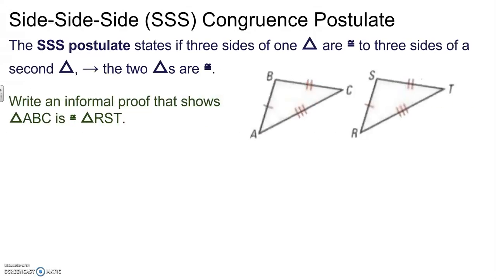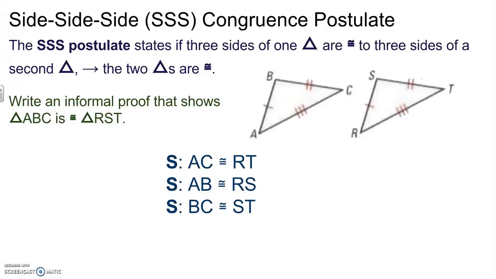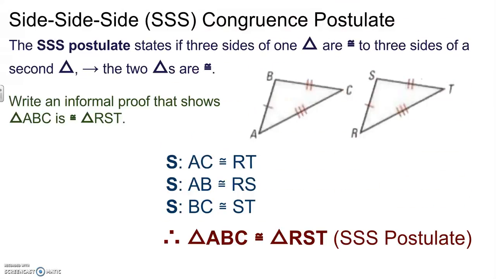So we look here at triangles ABC and RST, and we want to prove if they're congruent. Again, make sure that the order of vertices is corresponding as we work through this, and we can see that the tick marks match up for the corresponding matching sides. Side AC is congruent to side RT. Keeping the order, side AB is congruent to side RS, and side BC is congruent to side ST. That's enough information, once we've proven all three sides are congruent, to state, using this postulate, that triangle ABC is congruent to triangle RST.